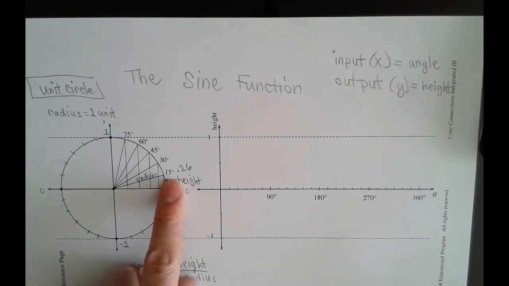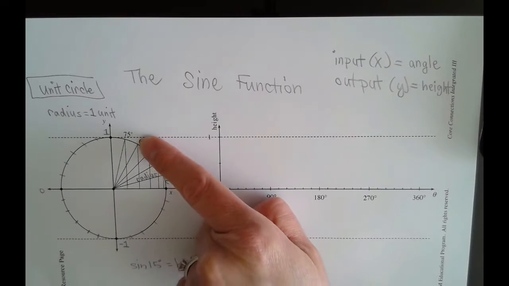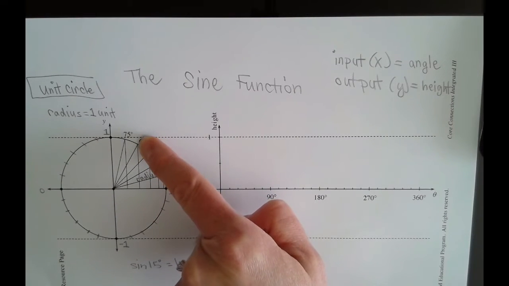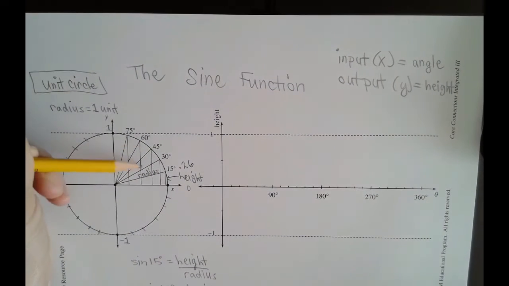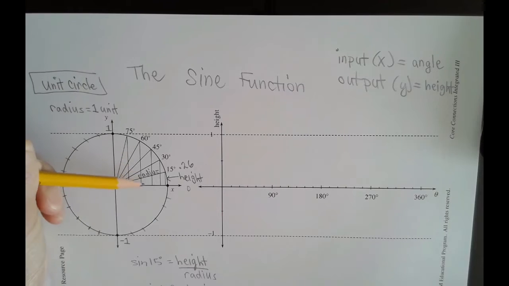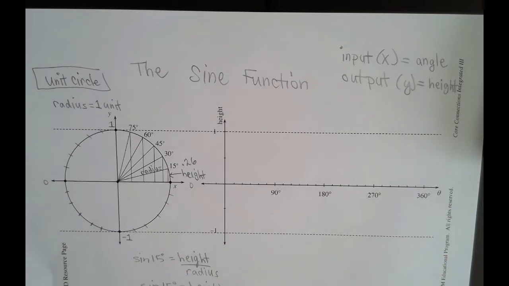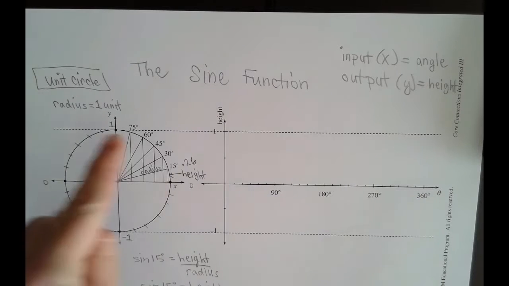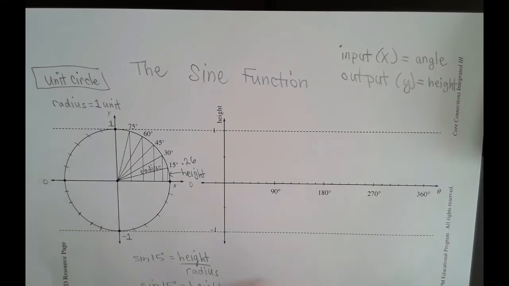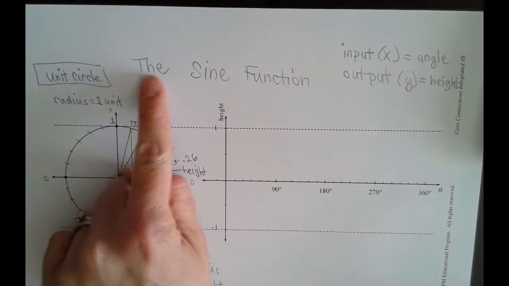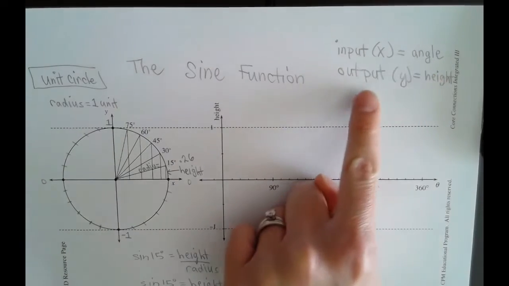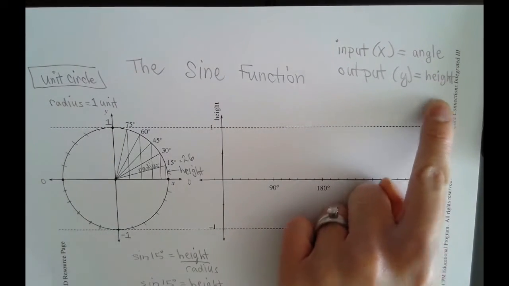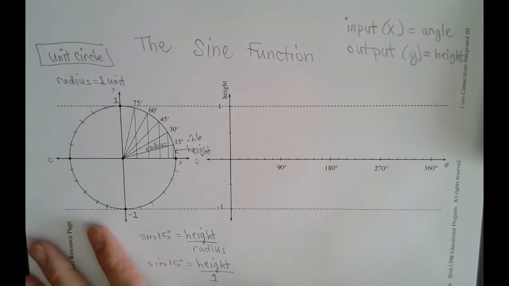So maybe your seat has rotated all the way to 60 degrees. Your seat would be located right here on the circle. Your height would be this side of the triangle. All right? So we are going to find this height for all the seats around the circle. Your paper is blank. Please copy the sine function, that the input is angle, the output is height for that angle of rotation.